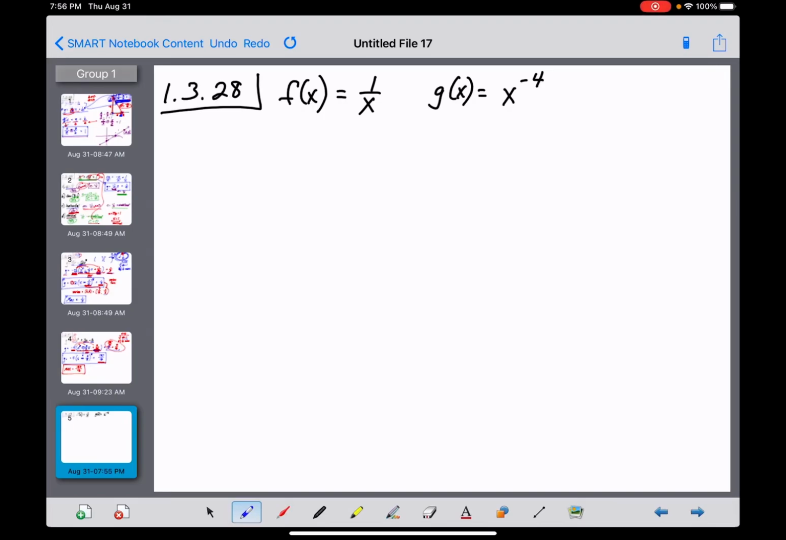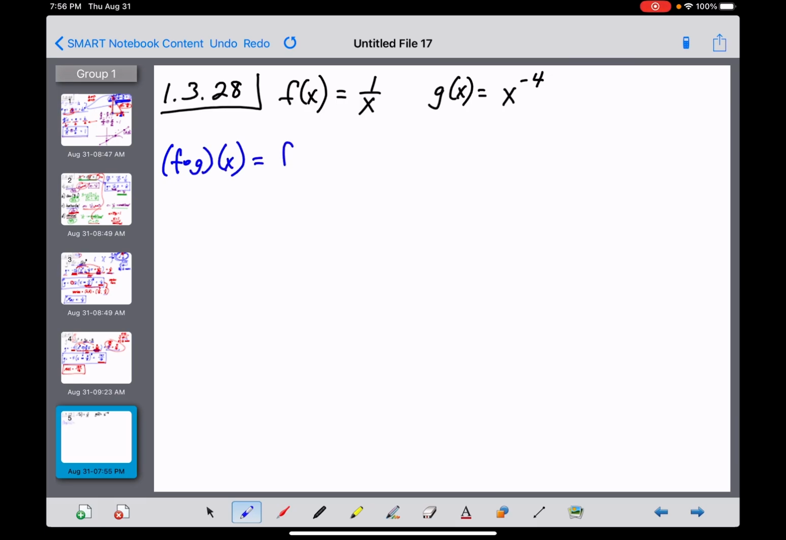In number 28 here, they've given you two functions, f of x and g of x. They want you to calculate both of the composite functions, f comp g and then g comp f, and determine the domains of each one. So let's get started on the first one right here, f composition g of x.